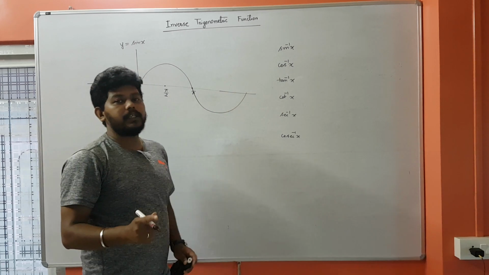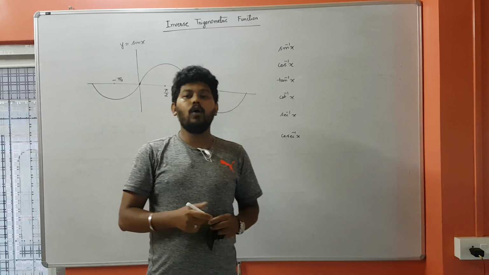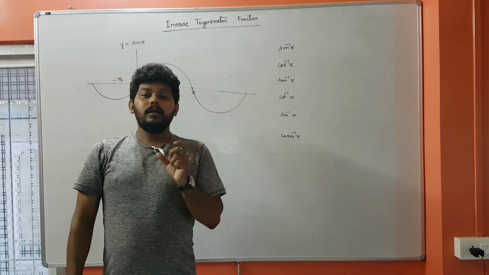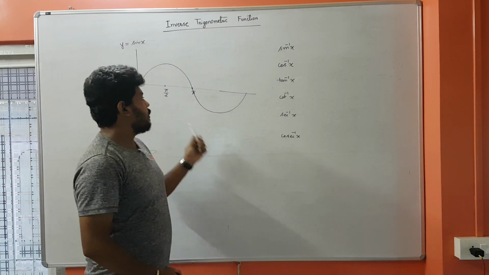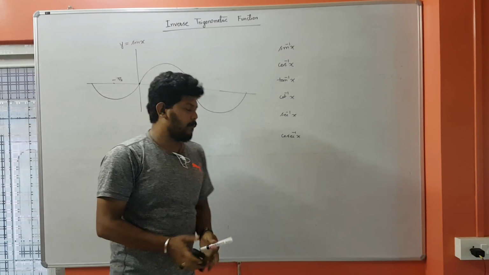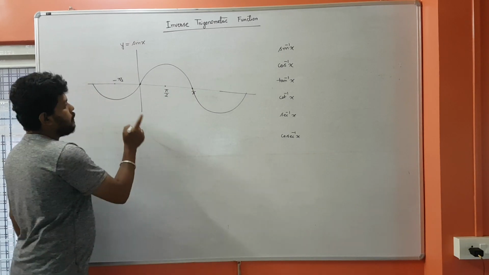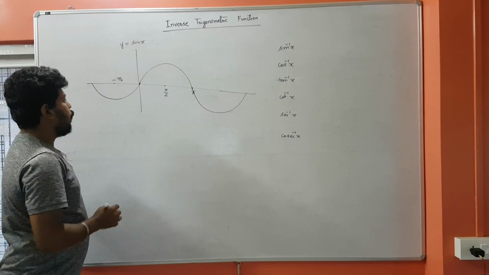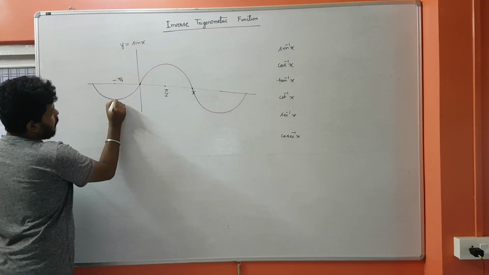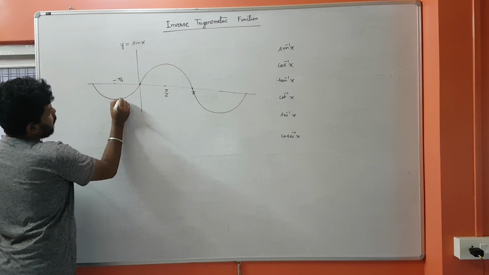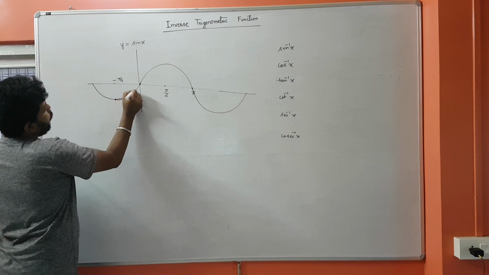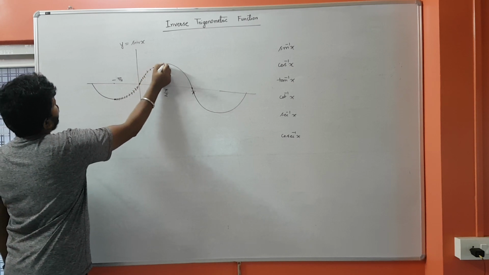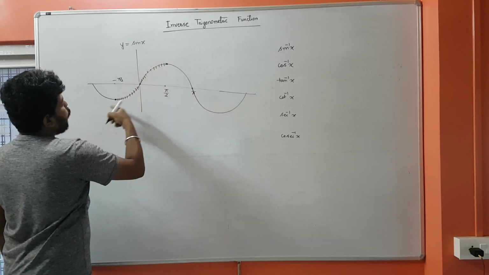All periodic functions are not one-one. Why not one-one? Because they repeat themselves after a fixed interval. For sin x the period is twice pi. Now, we have to restrict its domain to make it one-one. If I restrict the domain from minus pi by 2 to plus pi by 2, then it becomes a one-one function.